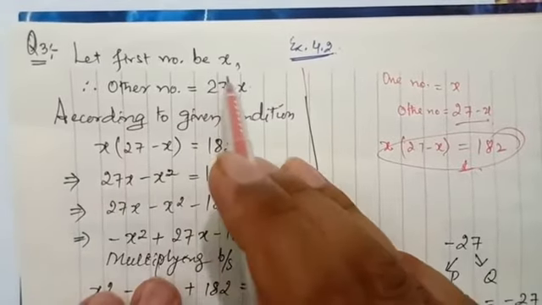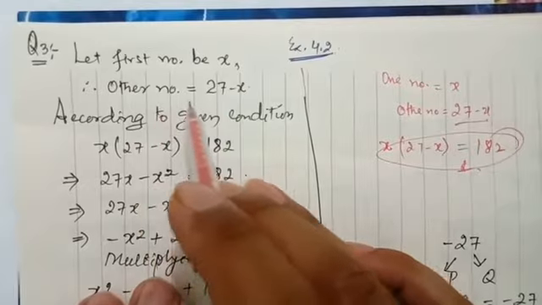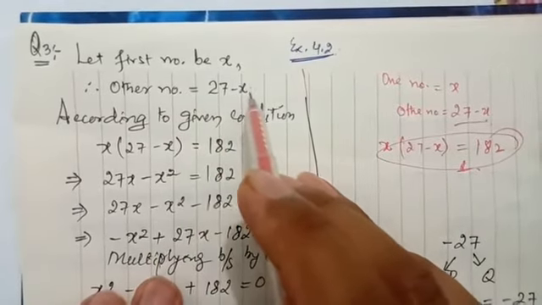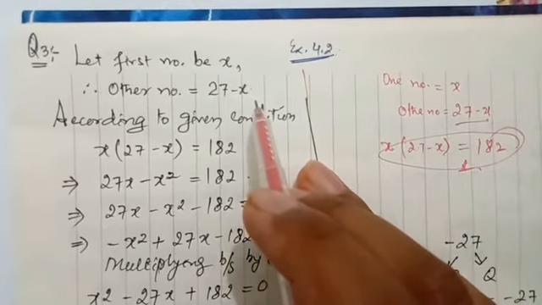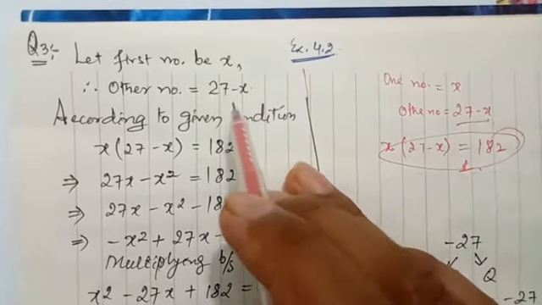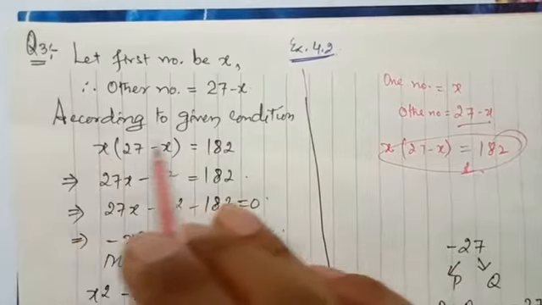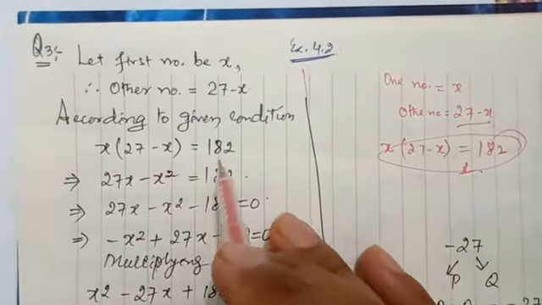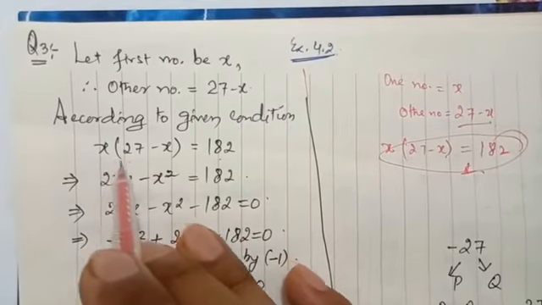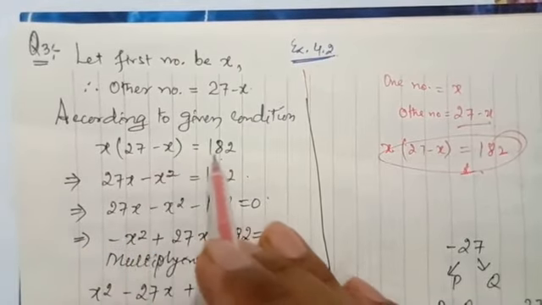Let the first number be x. Therefore the other number is 27 minus x. Why? Because the sum of the two numbers is 27. If one is x, the other will be 27 minus x. According to the given condition, the product of these two numbers is 182. So I can write x into 27 minus x is equal to 182.